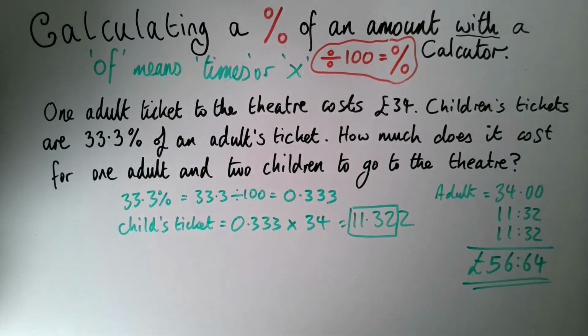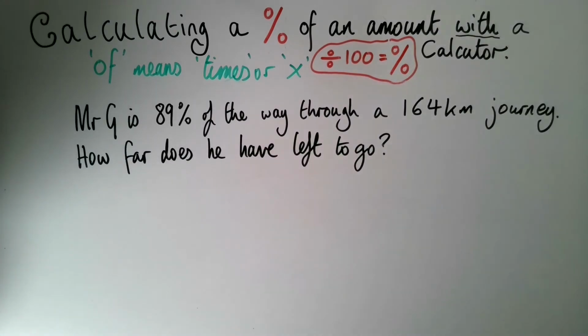And that gives us time for just one last little question. Here's your last question. Mr. G is 89% of the way through a 164-kilometre journey. How far does he have left to go? Pause the video and have a go.